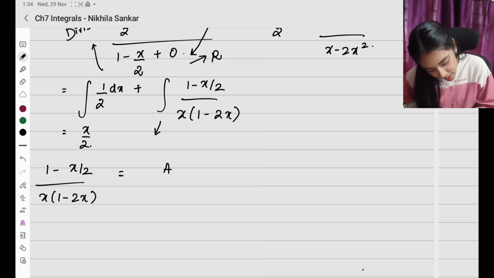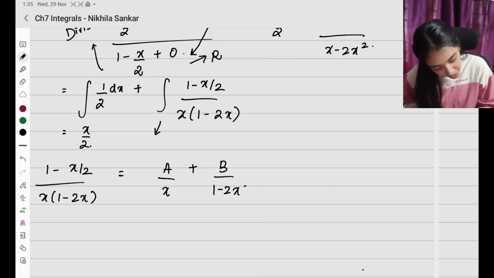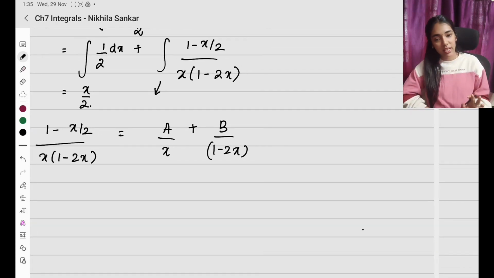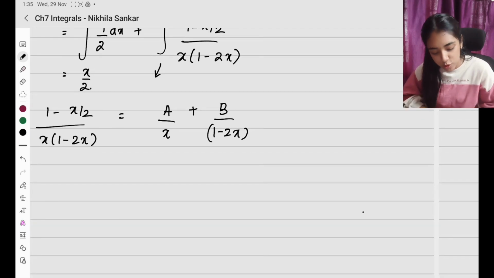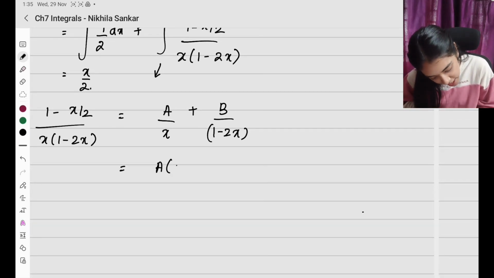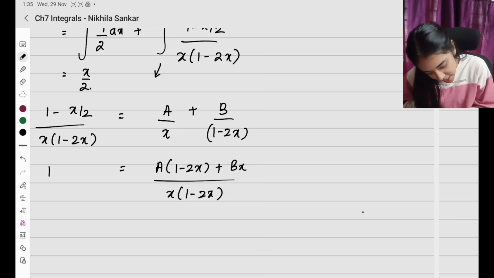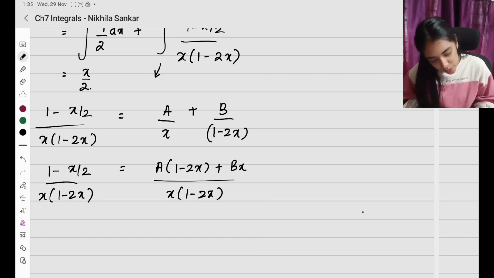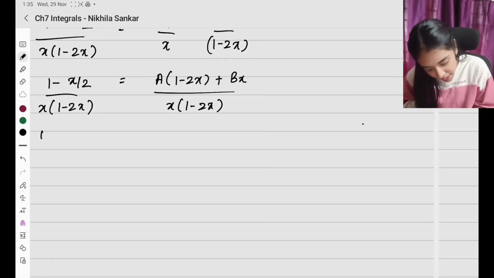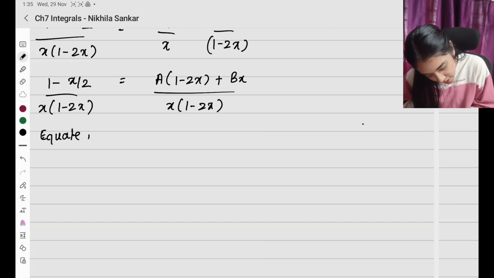So this is nothing but a divided by x plus b divided by 1 minus 2x. நம்ம யூசுவலா எப்படி பண்ணுவோமோ அதே மாதிரி தான். இந்த இடத்துல x ஓட கோஎஃபிஷியன்ட் -2 இருக்கு. அதனால கொஞ்சம் கன்ஃபியூசிங்கா இருக்கும். So this is basically a times 1 minus 2x plus bx divided by x times 1 minus 2x. இந்த பக்கம் என்ன இருக்கு? 1 minus x divided by 2 times x into 1 minus 2x. Since the denominators are same, I can equate the numerator. So equate numerator.